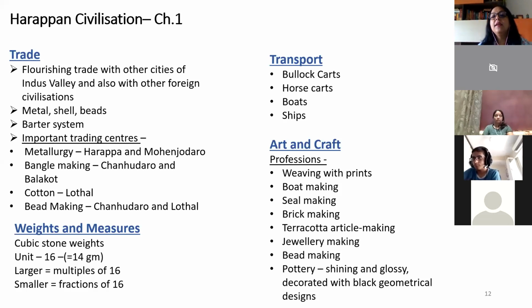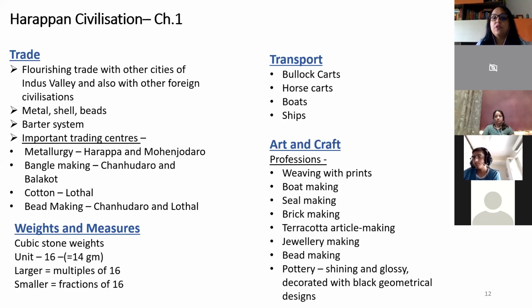Okay. Then art and craft. They were very skilled artisans and artists. We know that because we have seen so many things. One is weaving, in the stone bearded man sculpture we can see the shawl with prints. We know that they did weaving and they had block prints on their cloth. And then boat making. If you have to use boats, you have to make them also.